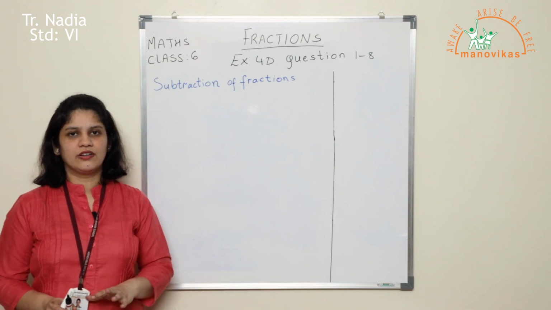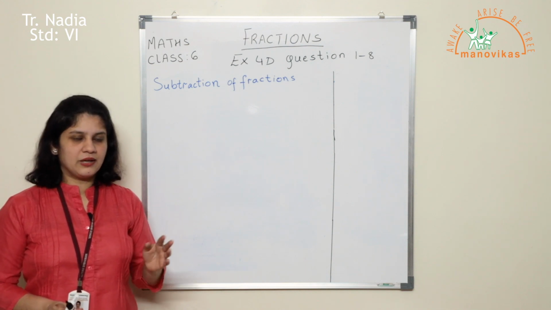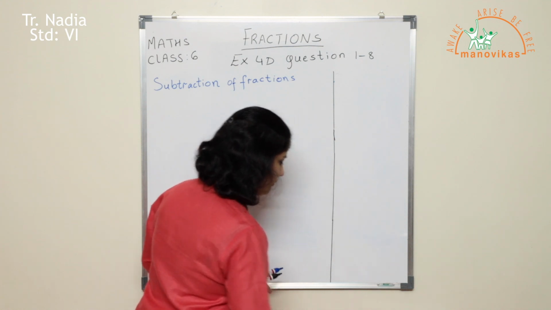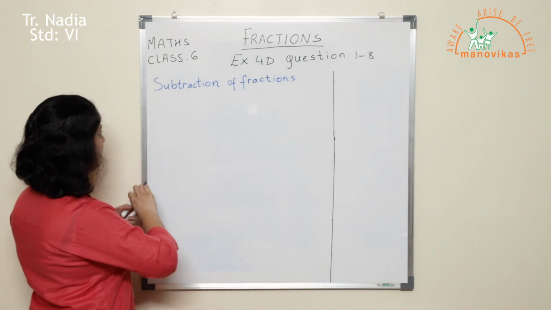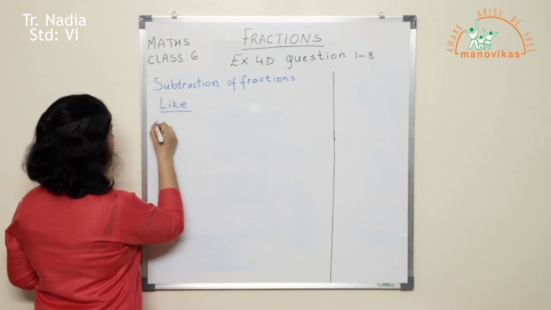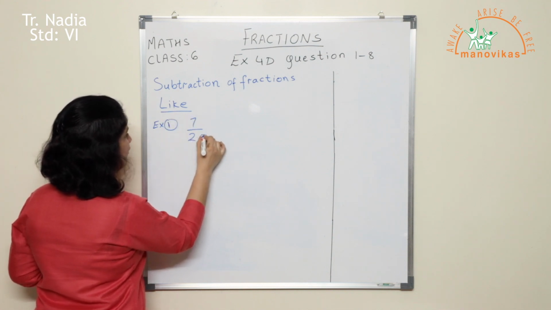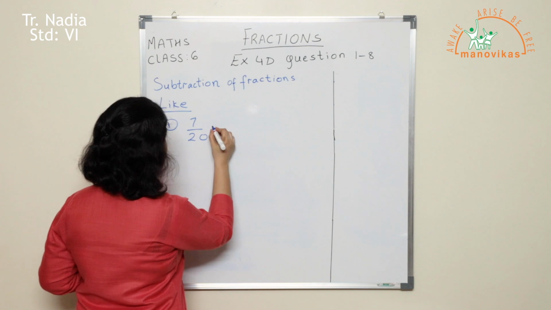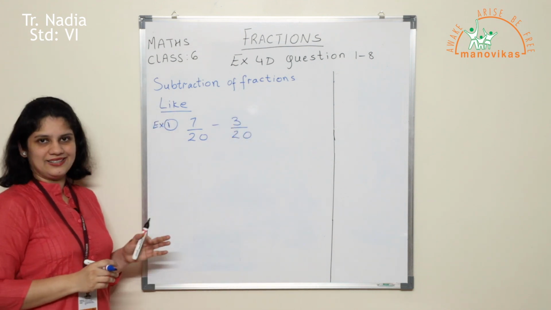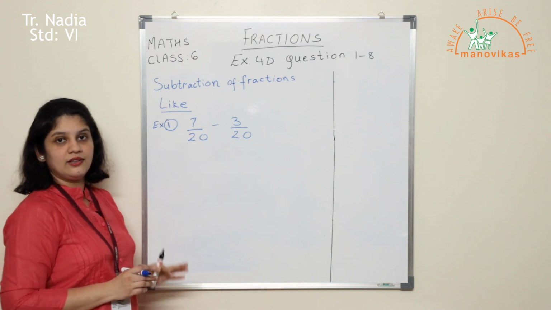Now we'll just solve a few examples with subtraction of fractions. The method is the same, but I will still solve a few examples with you all. Let us take a few examples first with like fractions. Here I have to subtract two like fractions: 7 upon 20 minus 3 upon 20. You can see that they both have the denominator 20, they are like.